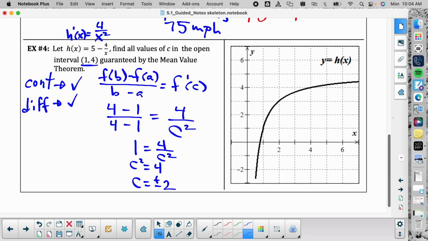It's not, the minus 2 is not within 1. Good. So the instant slope is equal to the average slope at positive and negative 2 across the whole entire thing. But we actually only cared from 1 to 4. So the only answer from 1 to 4 is positive 2. Good.